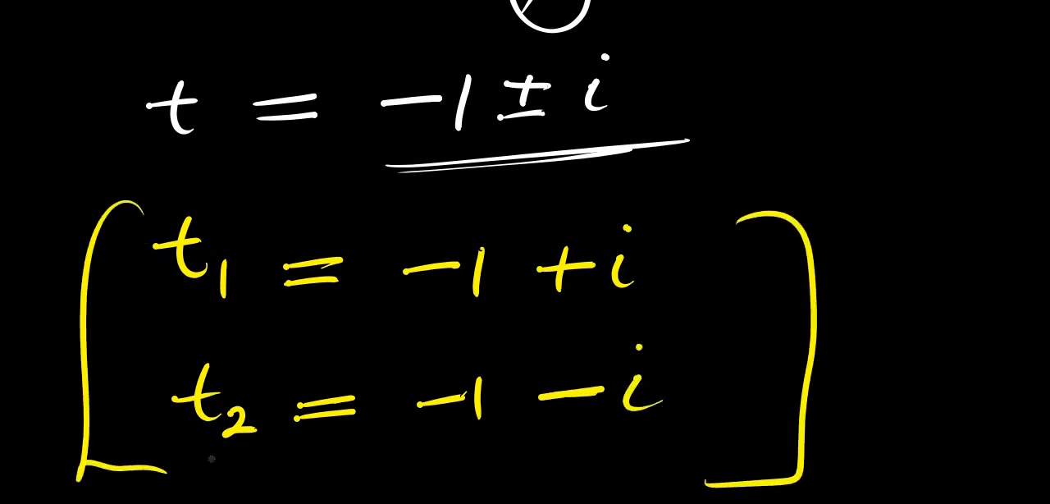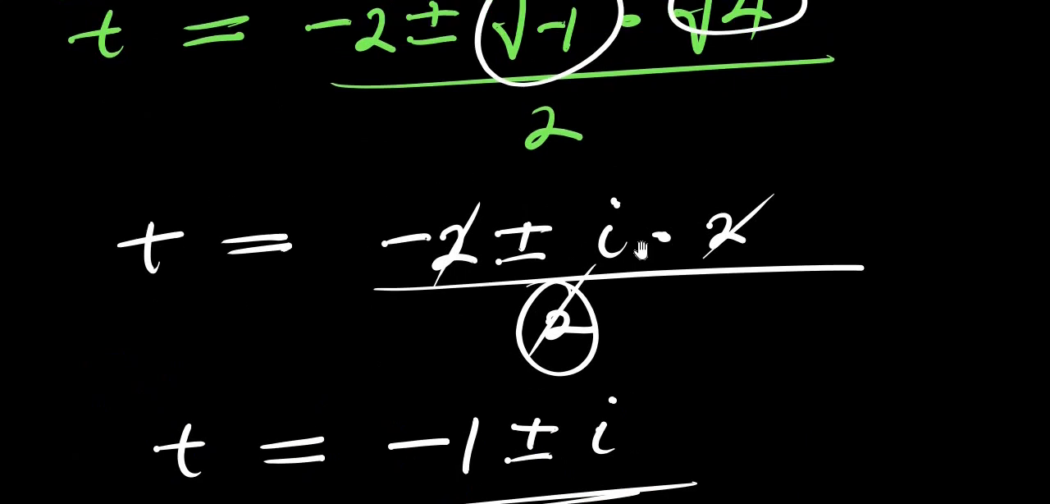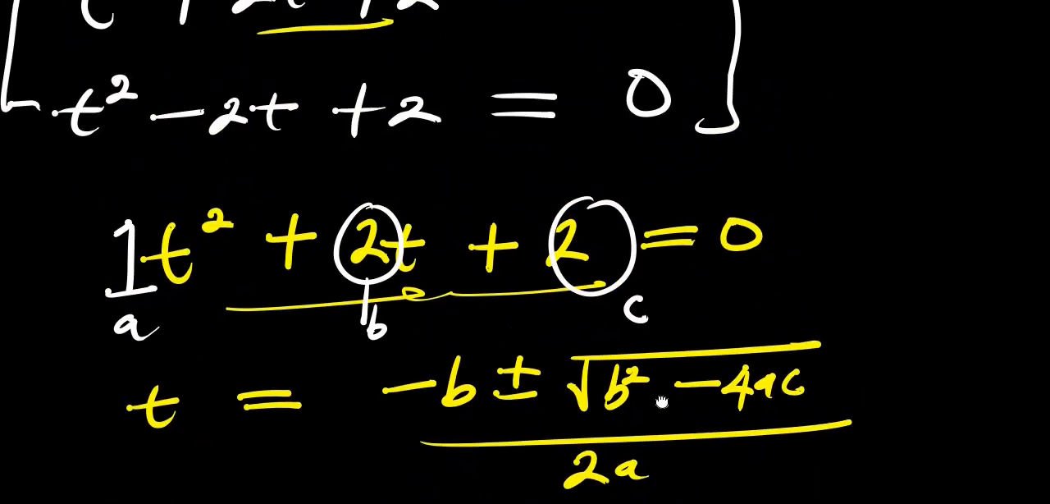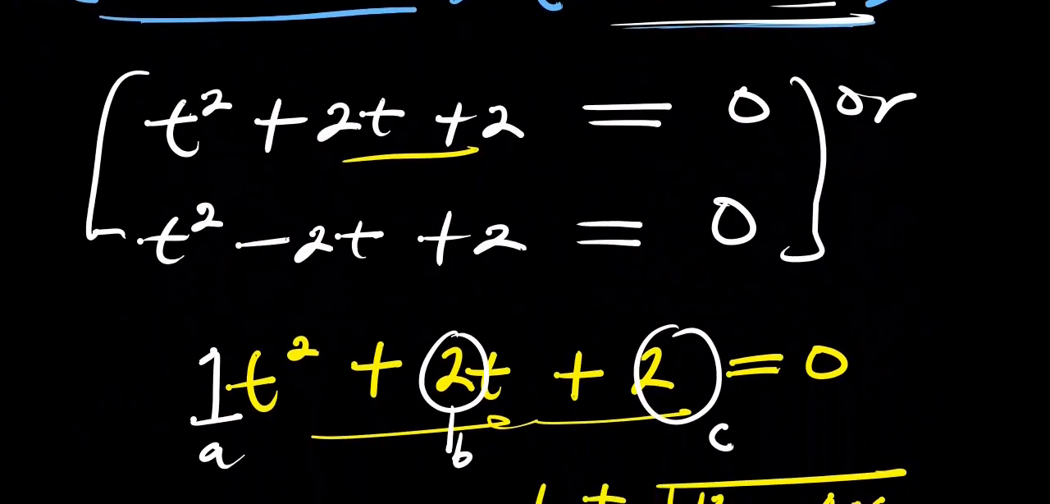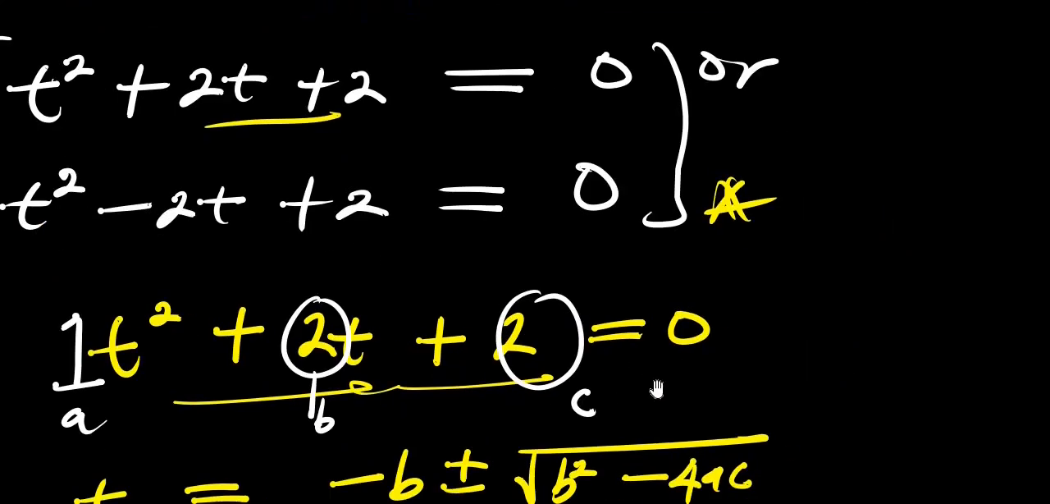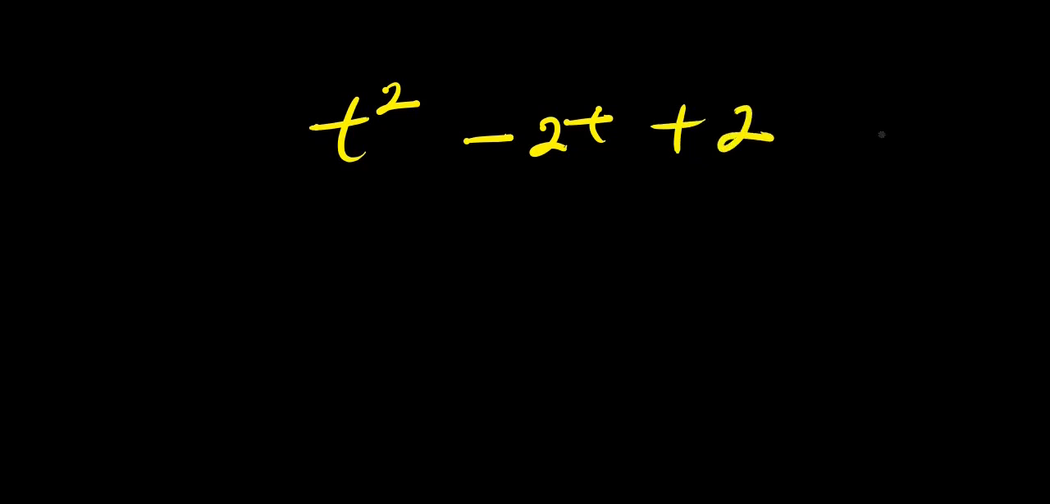Now the next thing we are going to do is to go back to the other quadratic equation, this one here. You need to solve this one and find the value of t3 and t4. So let's copy it down here. We have t squared. This time around we are having minus 2t plus 2, and this equals 0.